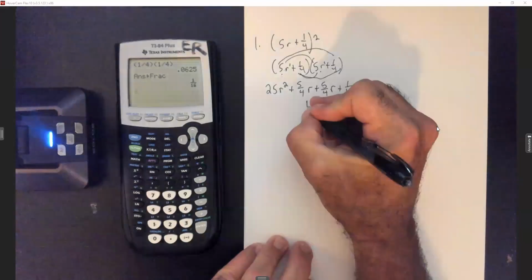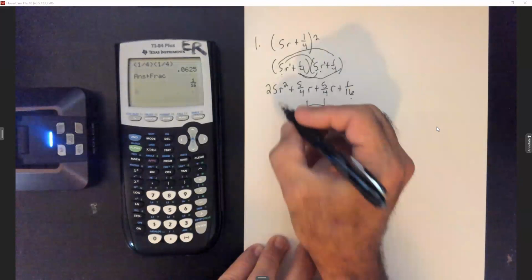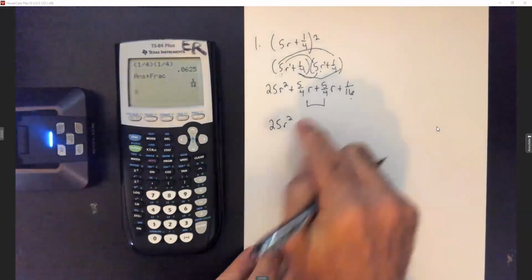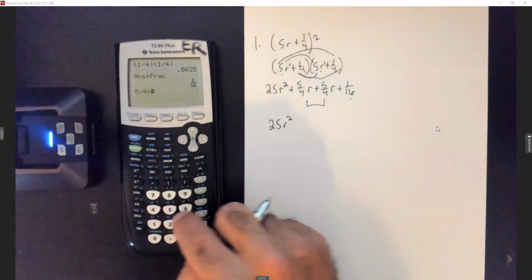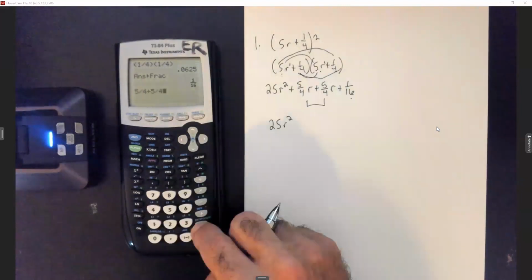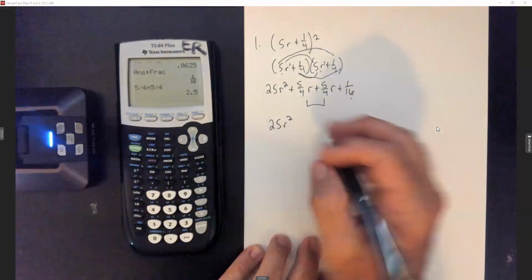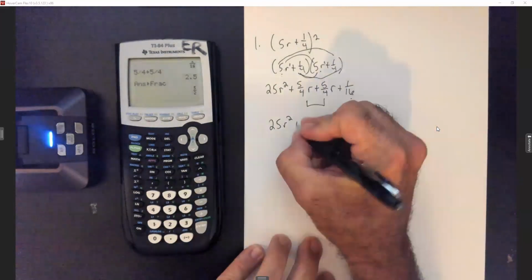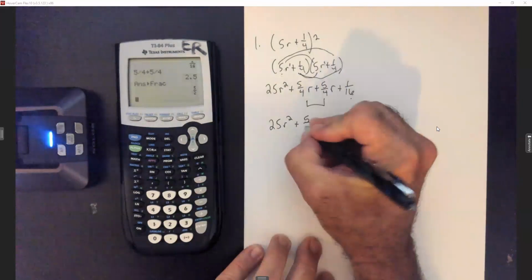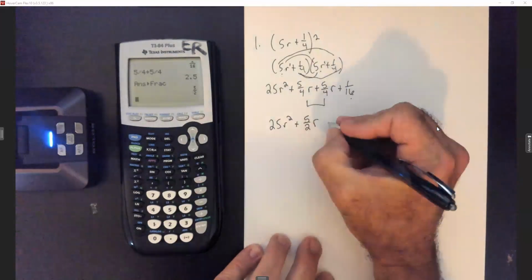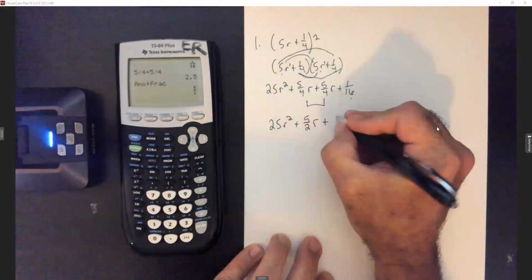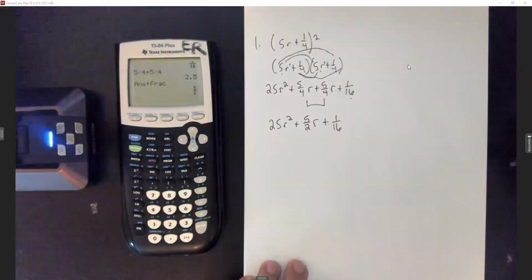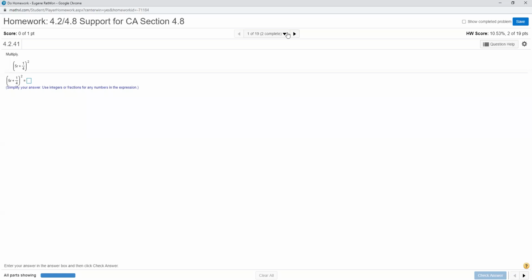Now, those are like terms, so you bring down that 25r squared. 5/4 plus 5/4 is going to give me 2.5, and then math and enter twice. I get a 5/2, so that's going to be a 5/2 r. So the r stays the same when you're adding, and then at the end will be my 1/16. So that'd be my final answer. Now I'm not going to put these answers in to save time. So what I'll do is I'll move to my next one.